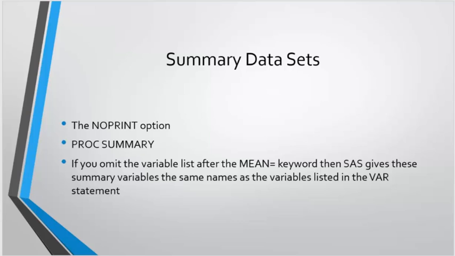The NOPRINT option suppresses printed output. If you use PROC SUMMARY instead of PROC MEANS, then you don't need the NOPRINT option. It's the default for this procedure.